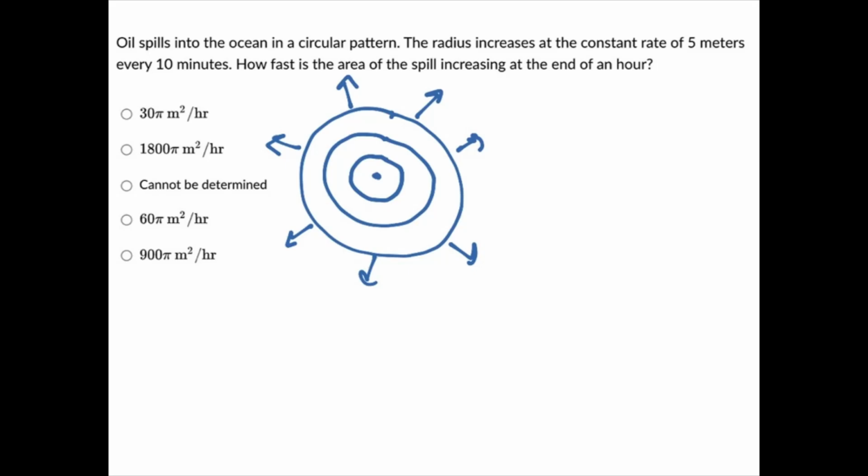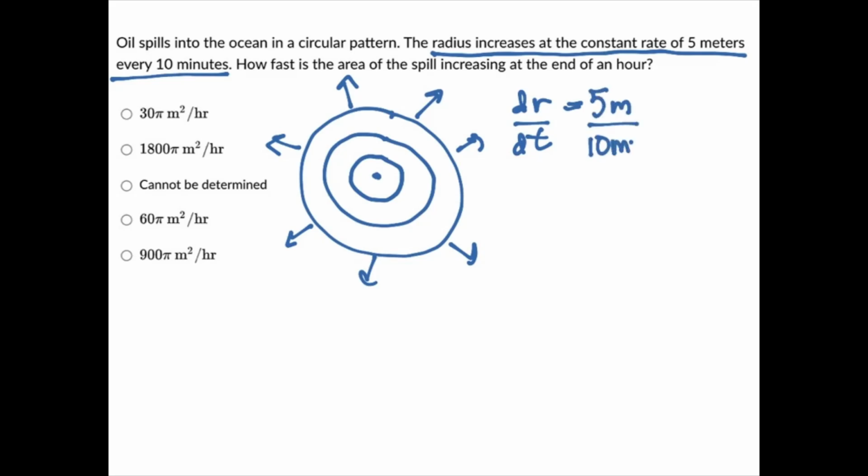And so we see that the radius increases at a constant rate of 5 meters every 10 minutes. So that means that dr over dt, the rate at which the radius is increasing, will be a constant 5 meters every 10 minutes. And then it says, how fast is the area of the spill increasing at the end of an hour?